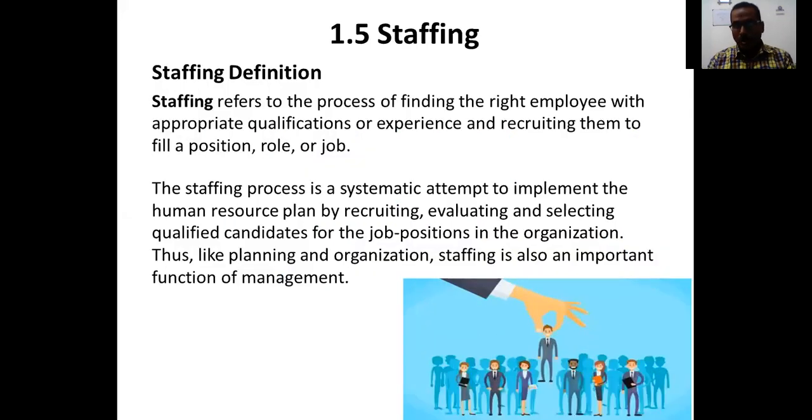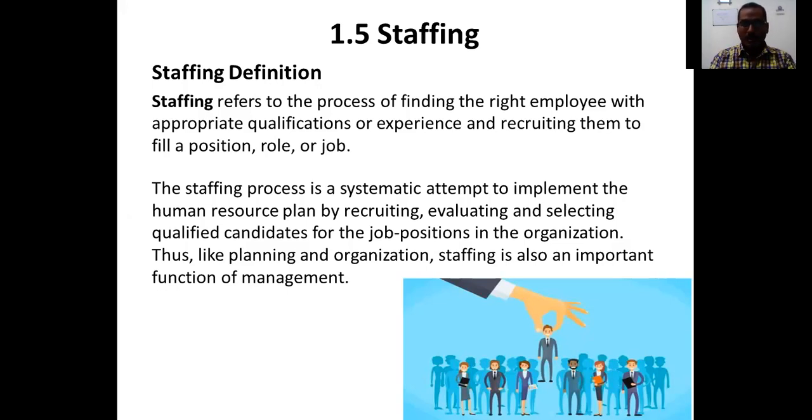So welcome to Principles of Management class. In last class, we discussed centralization and decentralization and delegation. So in today's topic, we'll discuss staffing.